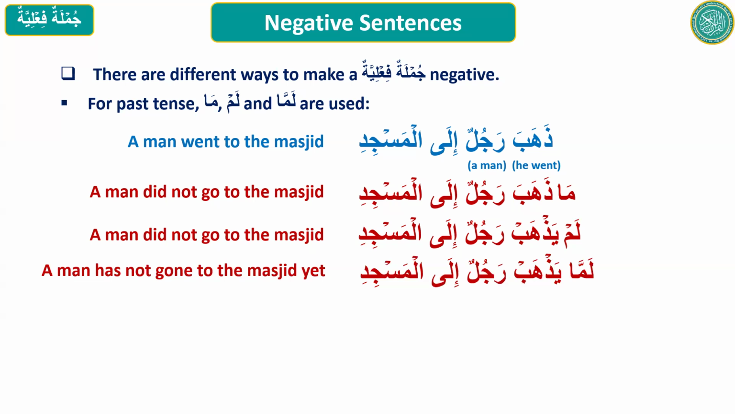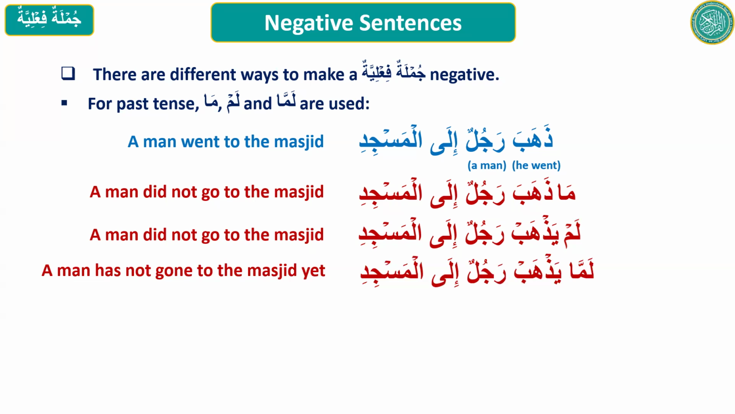Okay? Lamma means not yet. So if you want to say a negative sentence like this, then lamma is used. A man has not gone to the masjid yet. This is still a past tense, so that's why I have included this here.